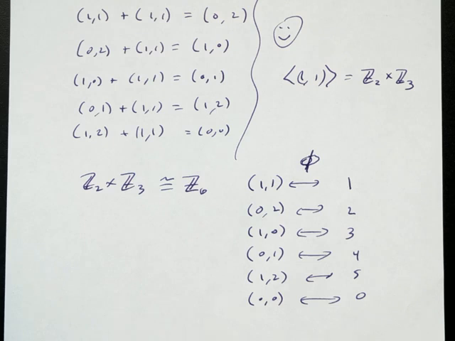I picture Z2 cross Z3 as two dials. One dial only contains the numbers 0, 1. One dial contains the numbers 0, 1, and 2. And you can only turn them one click each time, right? Both of them have to turn at the same rate. 1, 1, 1, 1, 1, 1. And you get 6 different possible readouts on both dials. And there they are in the order they appear. I found a generator.